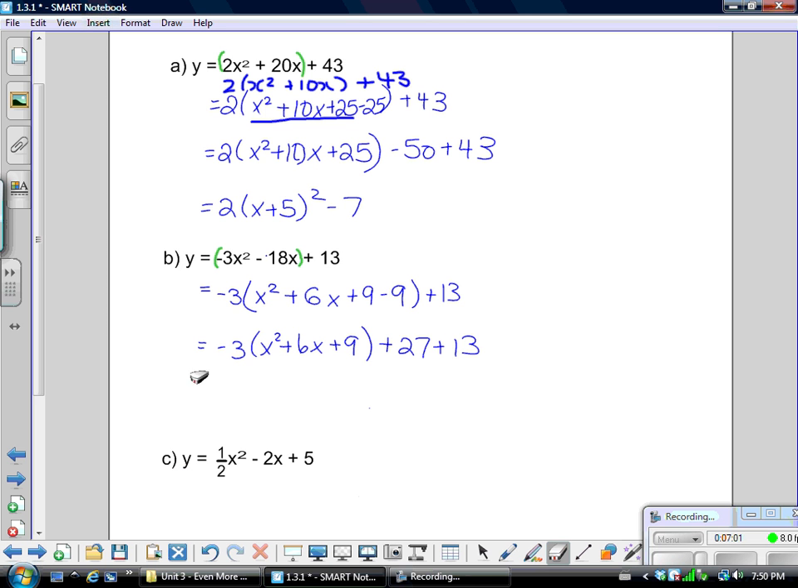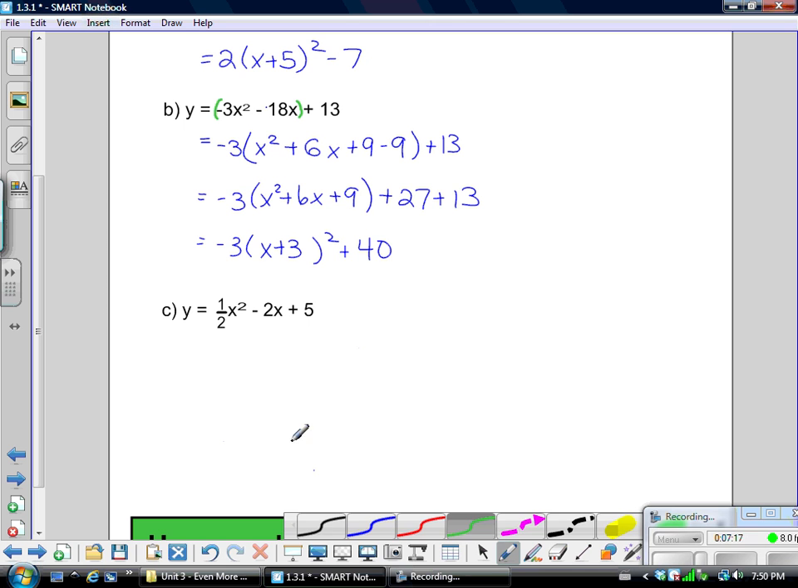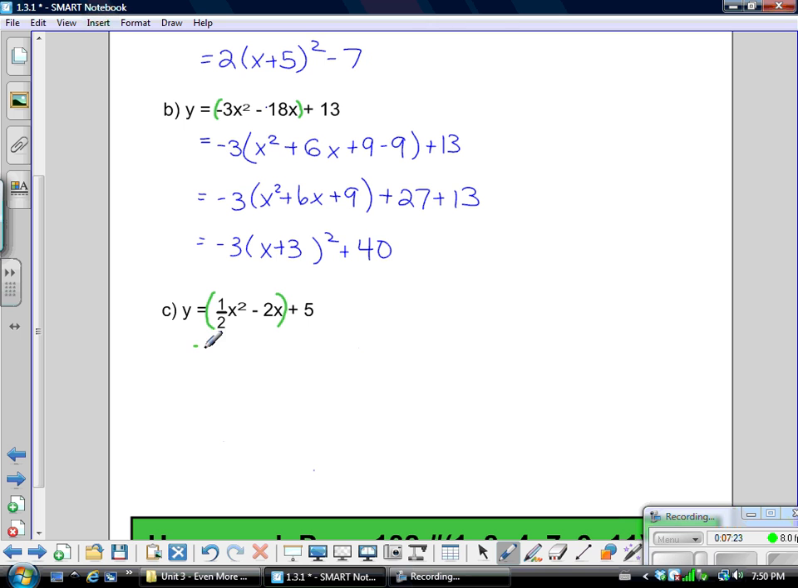Okay, here's our perfect square. So negative 3, x plus 3 squared, positive 27 plus 13. So we're looking at 40. Okay, here's the one that's got a fraction. Same process, however. When I put a bracket around these 2, I think we're going to do this one a little bit different.